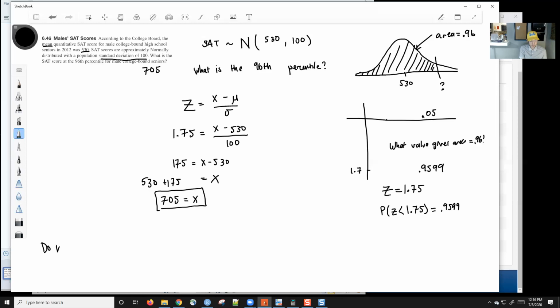Now, this is important. Do not do this. This is a common mistake I see. Z is equal to x minus mu over sigma. And people will plug in 96th percentile, and they'll say z is equal to 0.96, x minus 530 over 100. Okay, this is going to be wrong. So don't do that. You have to look it up in the table and say what value gives me 96%, and that number is 1.75.